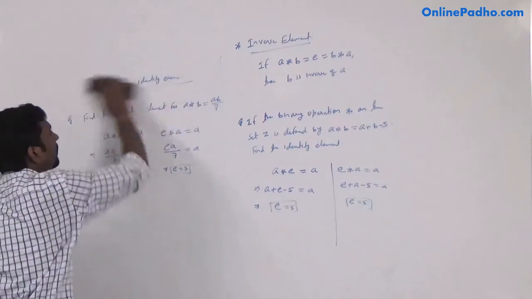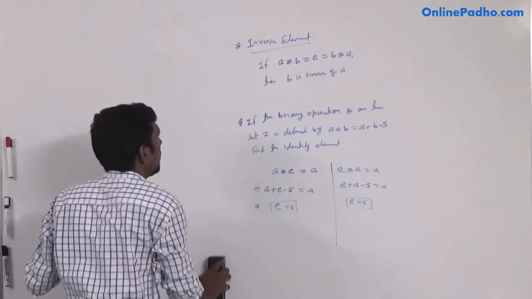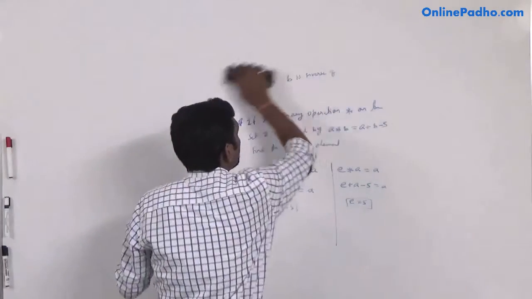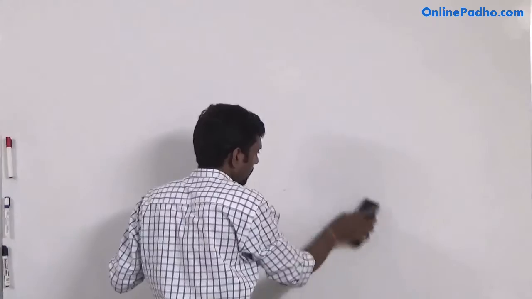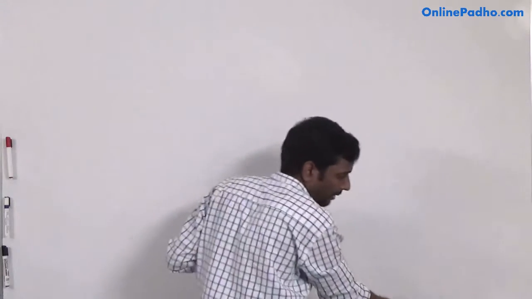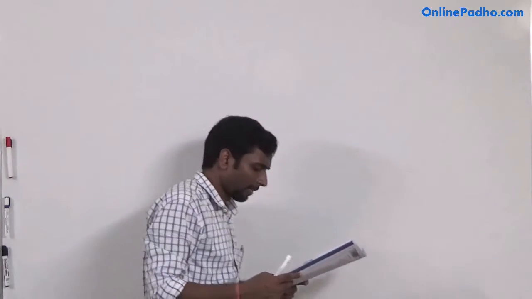So by this we can find the question related to identity element and question related to inverse element. Very simple. Now you learned the concept of binary operation, commutative law, associative law, distributive law, and question related to identity and inverse element. Now we need to discuss one more question.